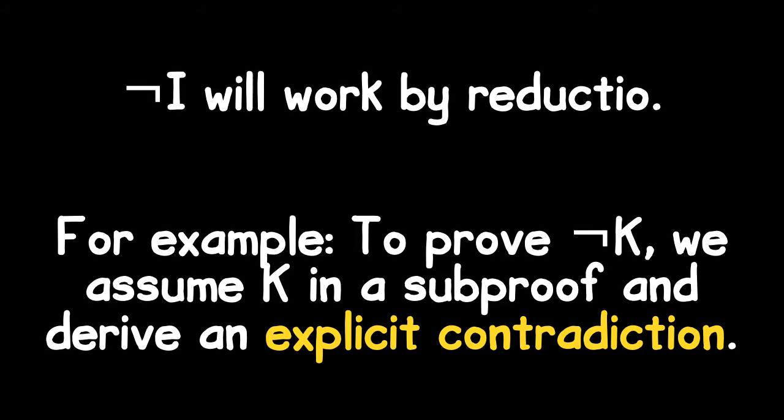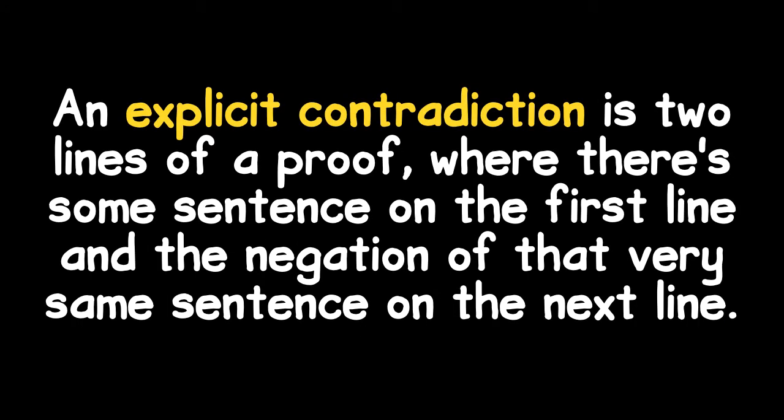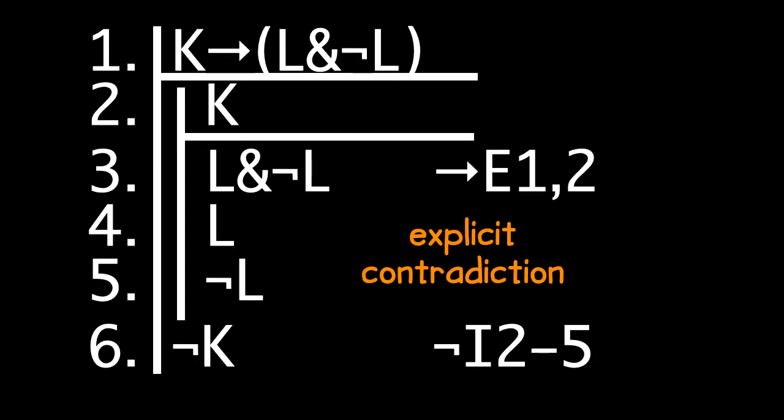So the crucial thing is that our negation introduction rule requires an explicit contradiction. An explicit contradiction is 2 lines of a proof, where there's some sentence on the first line and the negation of that very same sentence on the next line. For example, we can get an explicit contradiction out of L and not L by getting out L and getting out not L. That would count as an explicit contradiction. Notice lines 4 and 5 meet this kind of proof theoretic, just reading the symbols definition for an explicit contradiction.